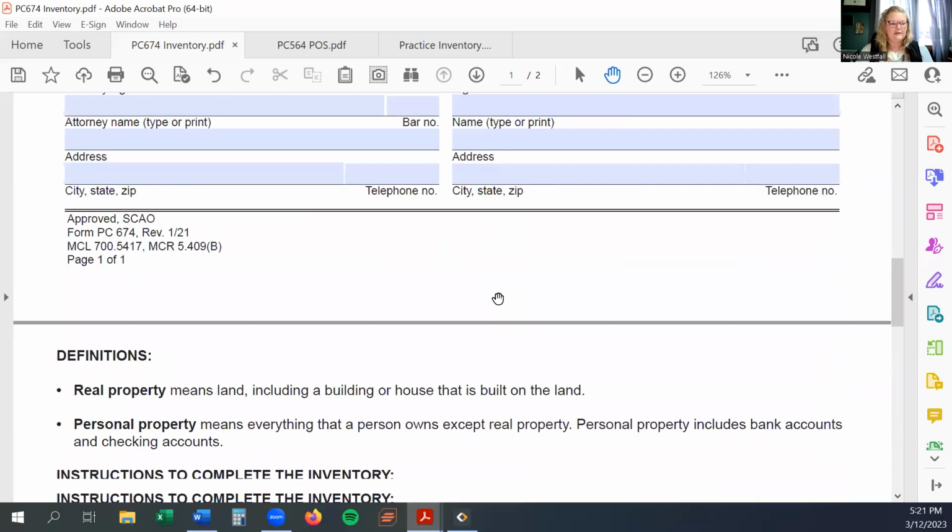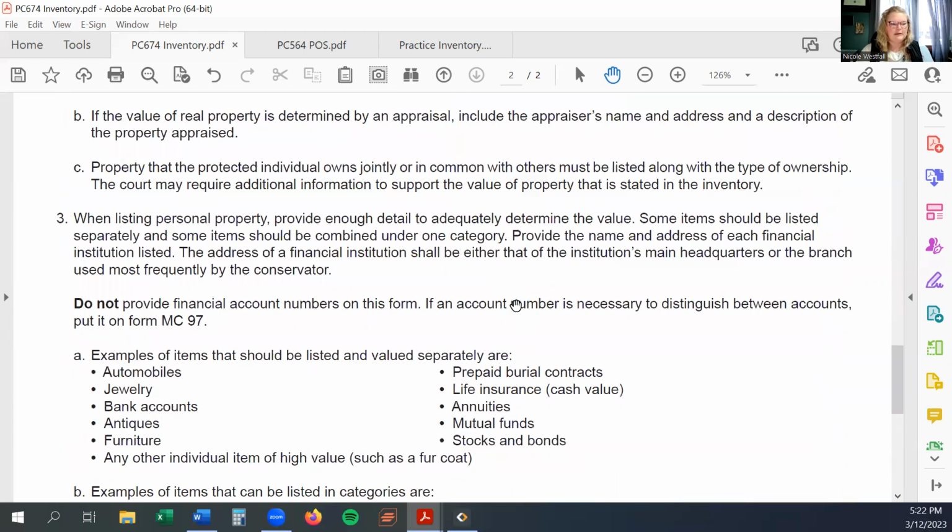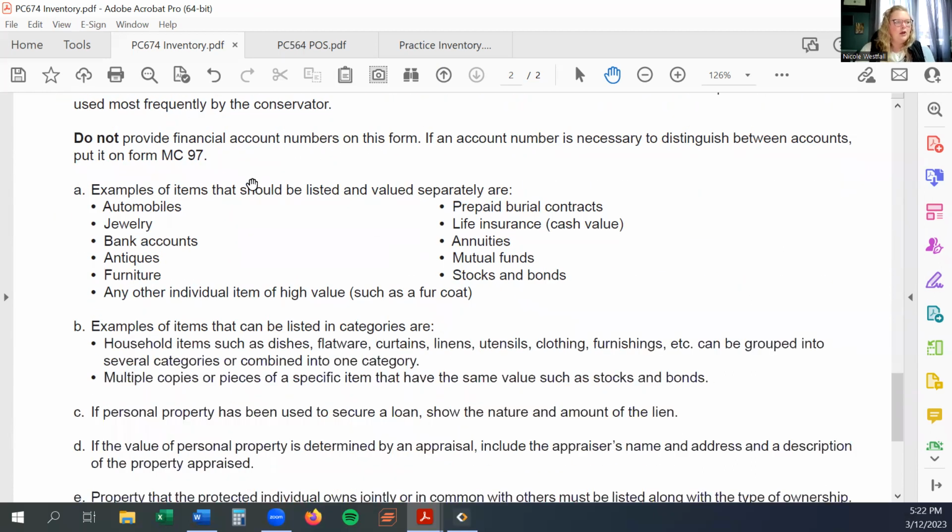If for some reason it says that you absolutely need to put an account number down, then you would put that on form MC97, which is a different form that you could use to fill out when you're filing a conservatorship. That's just where you put a person's name with their date of birth and their social security number. So it's just protected information that doesn't get sent to all of the parties. Okay. So then examples of items that should be listed separately.